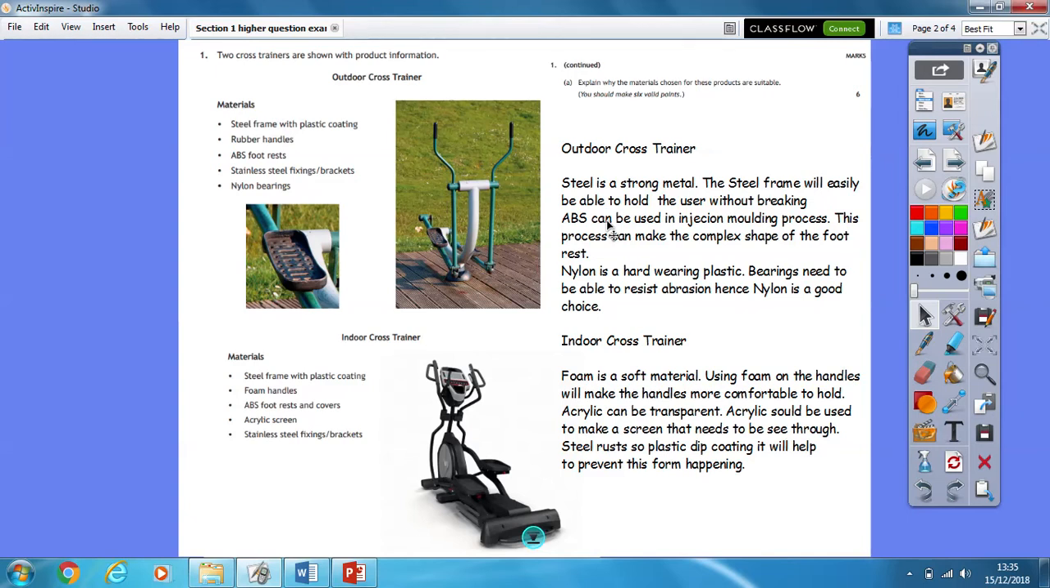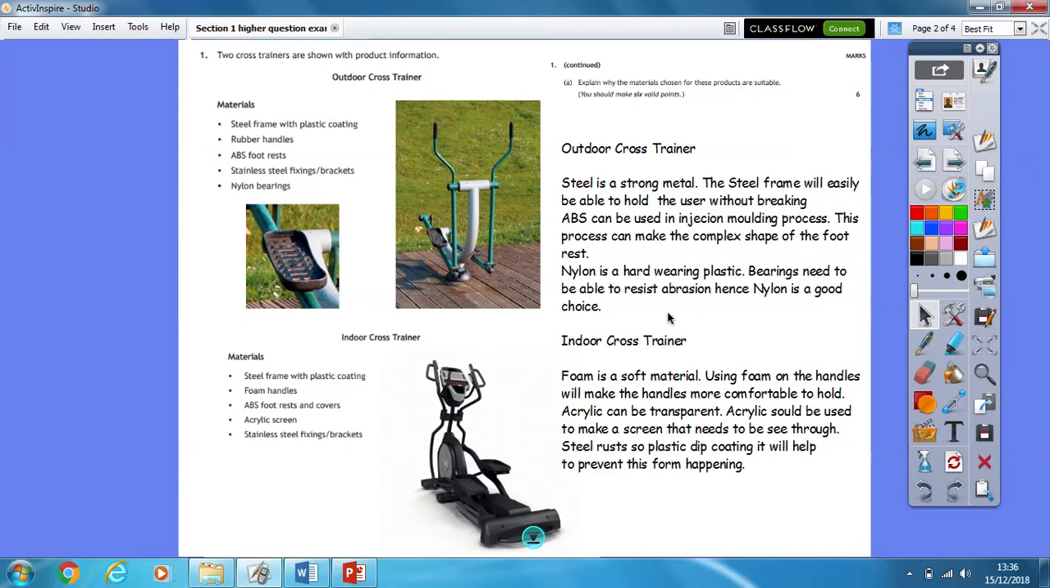ABS can be injection moulded to create complex shapes. So it's a material that can be used in injection moulding. ABS is a hard plastic. So these are the sort of properties that you can identify from that exercise, and then we want to remember them. That's a good way of remembering them when we're applying them here. So ABS, we could say, has been used for the footrest because ABS can be used in injection moulding, and injection moulding can produce the complex shape of the footrest that's required, and that will get you a mark.